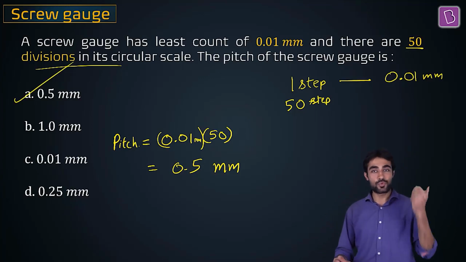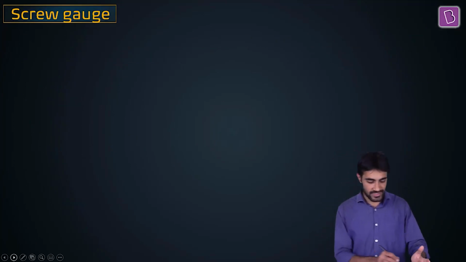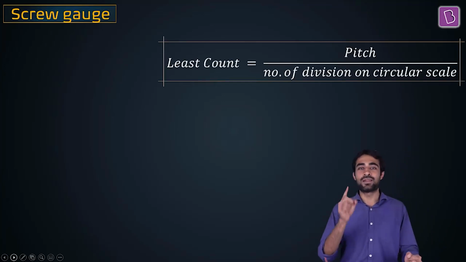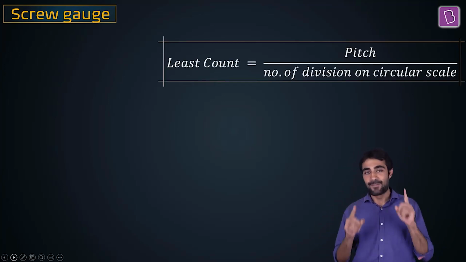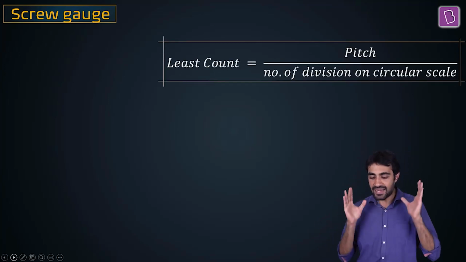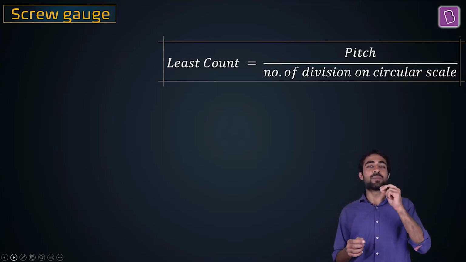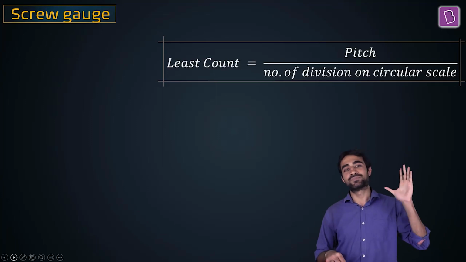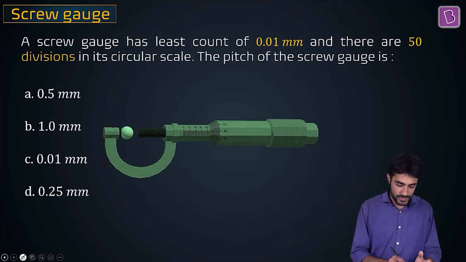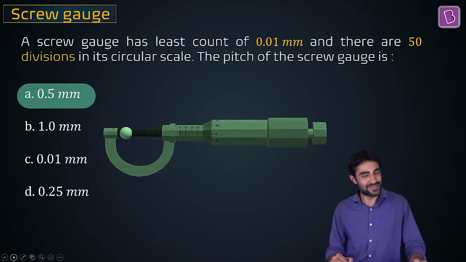Now, as the question on screw gauge has come, I suggest you can mug up this formula if you haven't already. Least count is equal to pitch divided by number of divisions on the circular scale. Pitch is the distance moved by the spindle for one complete revolution, and if there are n divisions in the circular scale, then pitch divided by n is equal to least count. This is the formula. And we can now mark the correct answer, option A. We found 0.5 mm to be the right answer for this question.